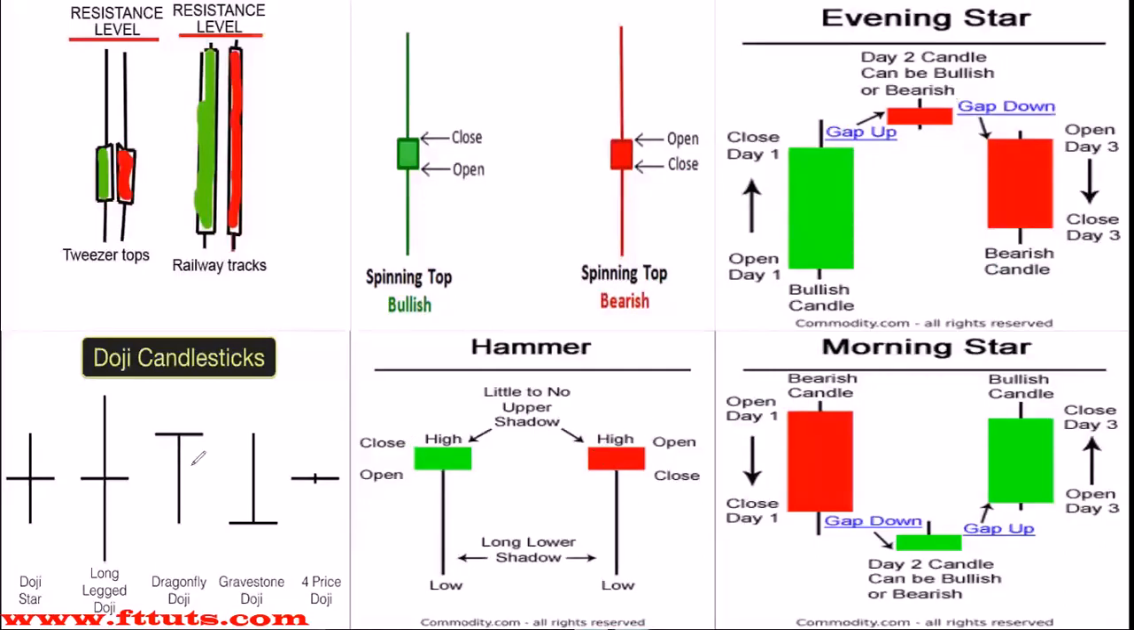And then dojis are basically where price will open and close at exactly the same price and form almost no body length to it. So it's just price opens here and it closes here. Okay, so these are the most common candlesticks that we'll see.